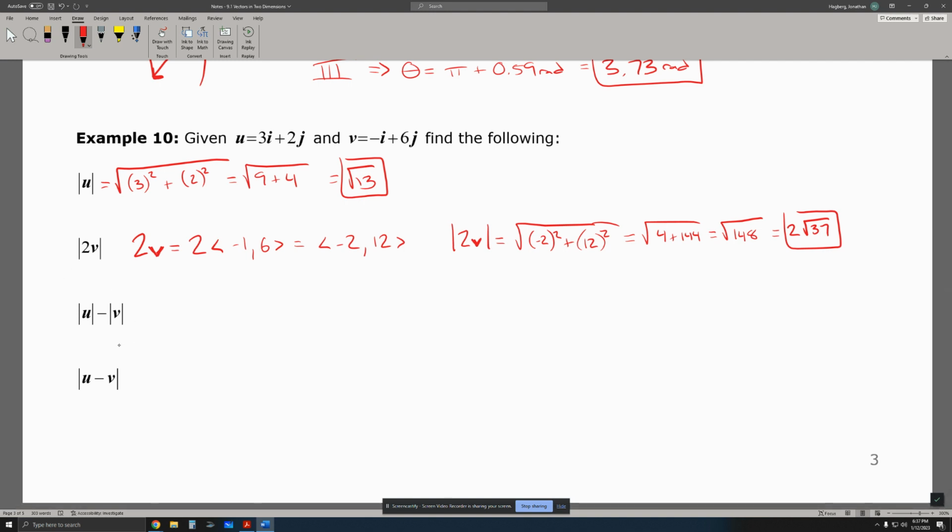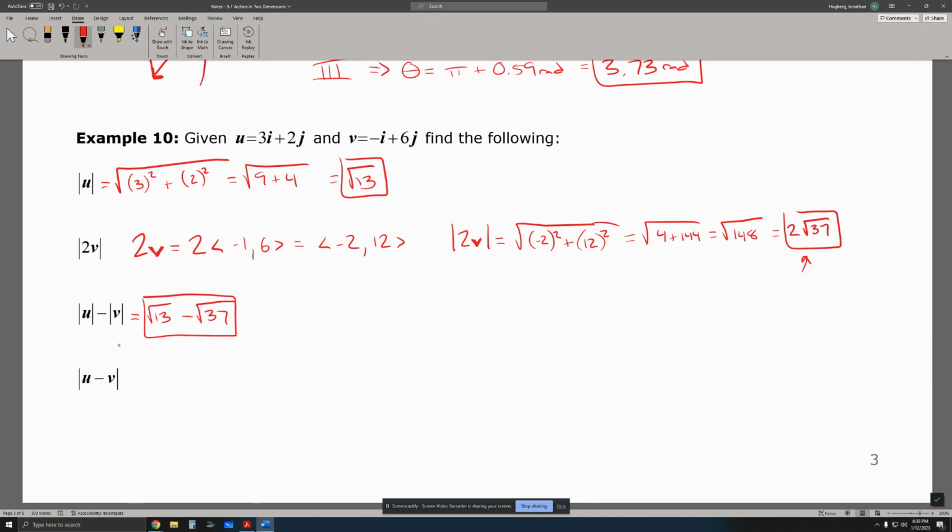I already know that the magnitude of u is equal to the square root of 13. Now, I also know that the magnitude of 2v is 2 square root of 37. Therefore, the magnitude of v is half of that, right? So just the square root of 37. Now, these two radicals cannot be combined because the radicands cannot be simplified, and they are not the same. So therefore, this is our answer here.